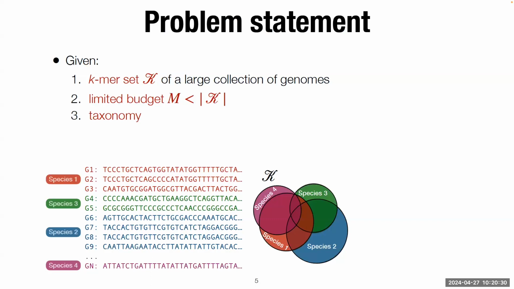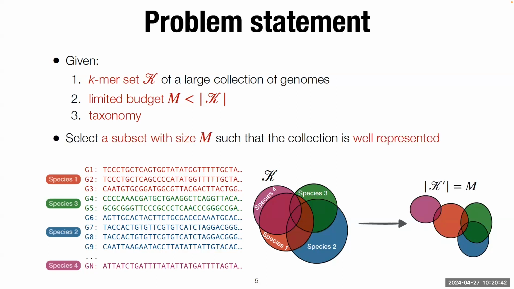Before describing that, I want to state the problem a little bit more formally. We have a large k-mer set limited by k here, and we have a limited budget m, which is the number of k-mers that we can fit in memory, and we are also given a taxonomy. So our goal is to select the subset from this large k-mer set so that this smaller subset represents the entire collection well, in the sense that we can perform high accuracy taxonomic classification.